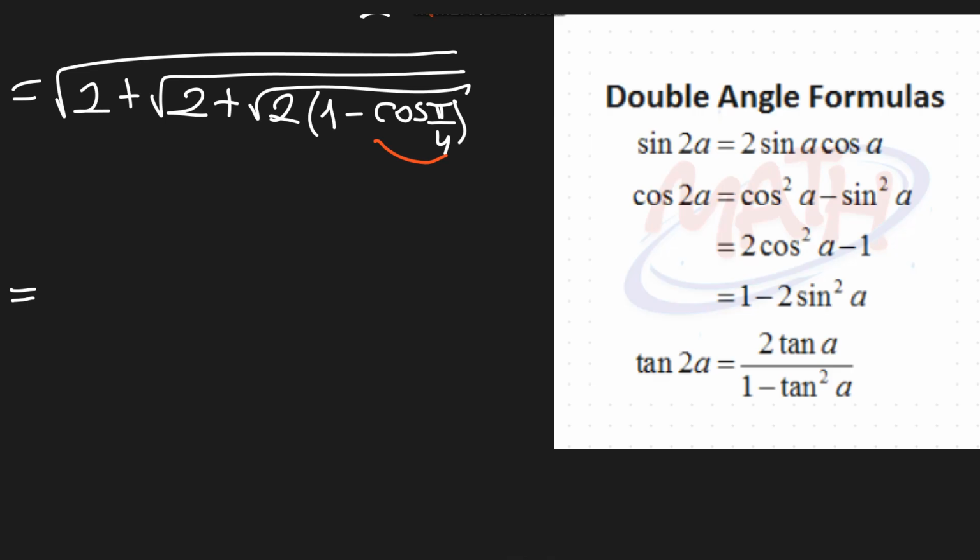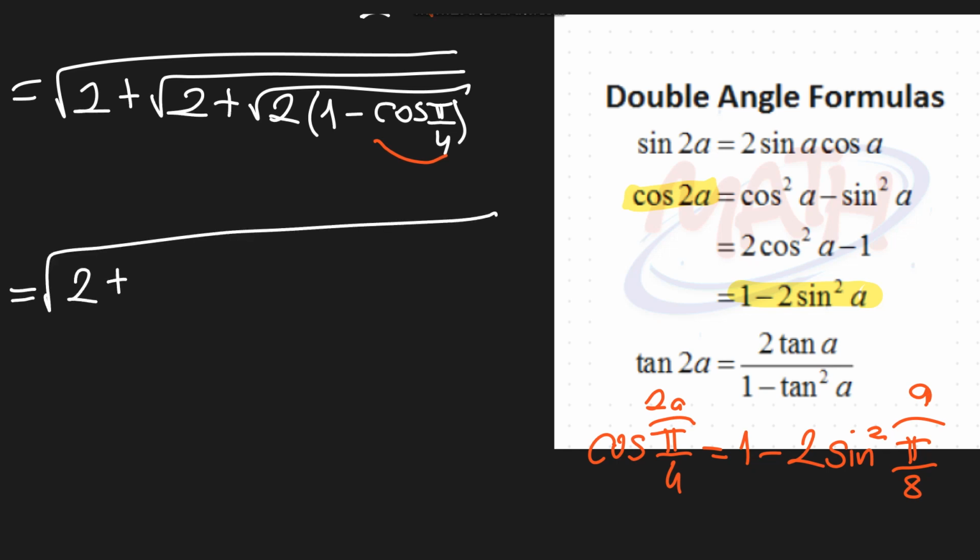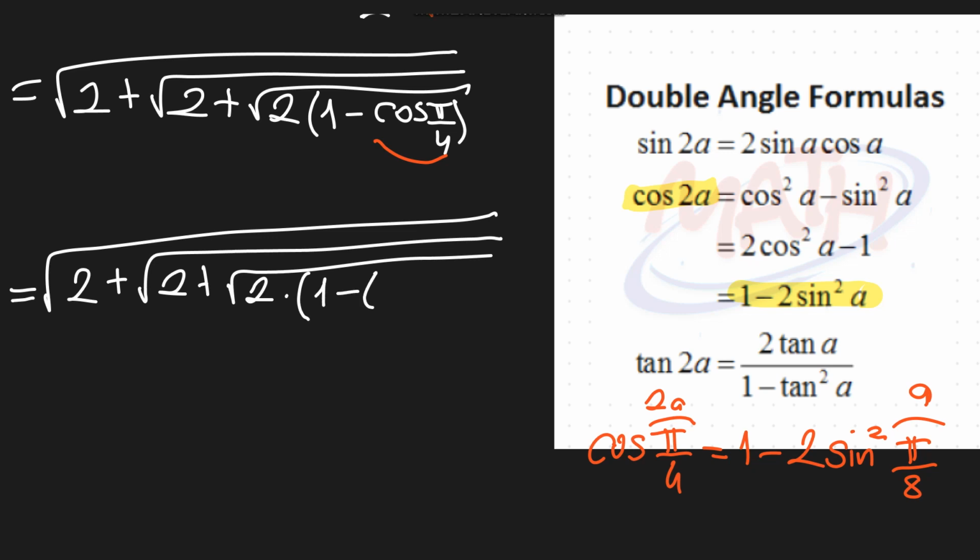Let's remember the formulas. Cosine 2 alpha is equal to, the third one works this time, 1 minus 2 sine square alpha. What does that mean? Let me write it down here. If pi over 4 is a double angle here, if it is 2 alpha, the angle should be pi over 8, meaning alpha. First parts are the same, substituting them. 1 minus 2 sine square pi over 8.